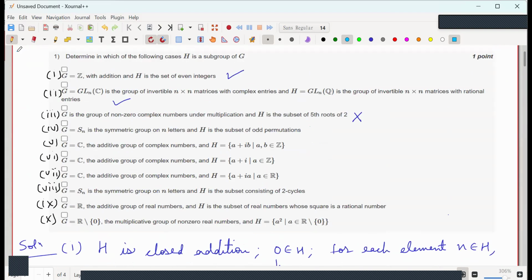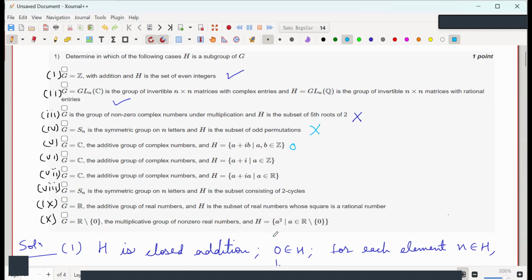This is also not a subgroup. What about the fifth one? It is a subgroup. Can you just say why? Again, 0 belongs to H, and for every element of the form A plus iota B, there exists an inverse, minus A minus iota B, which also belongs to H, and it's closed.